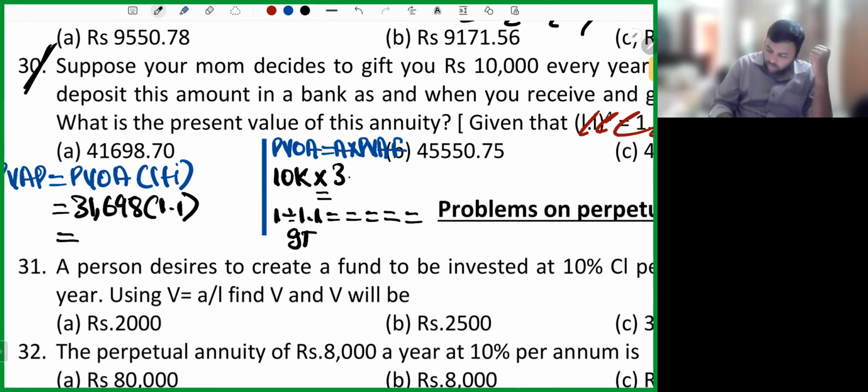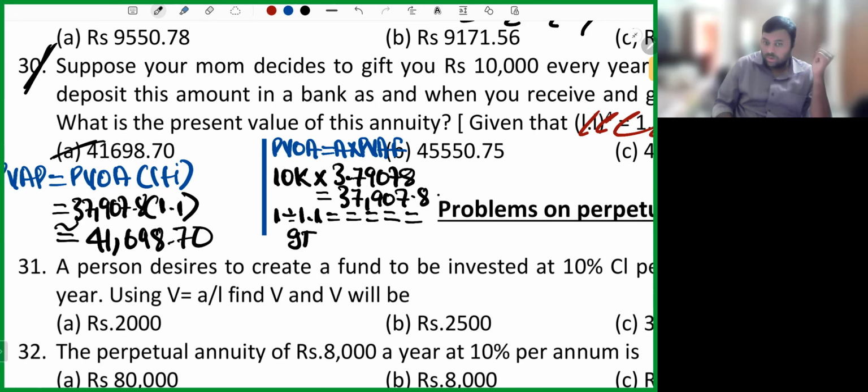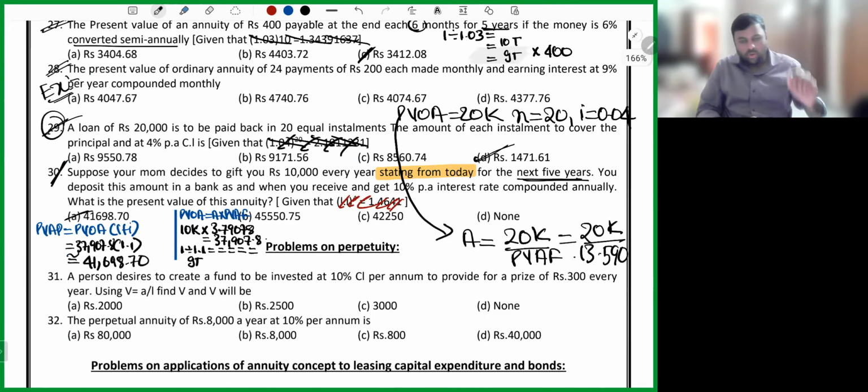We have 3.79078 into 10,000. So 37,907.8. So 37,907.8 into 1.1. So you have 41,698.65 you will get, but approximately let's take 70. I said you already, for 0.05 paisa you should not fight. So I hope it's fine, everybody.